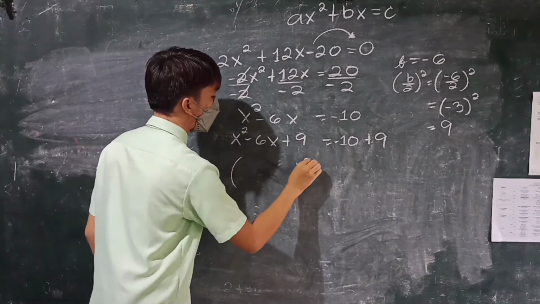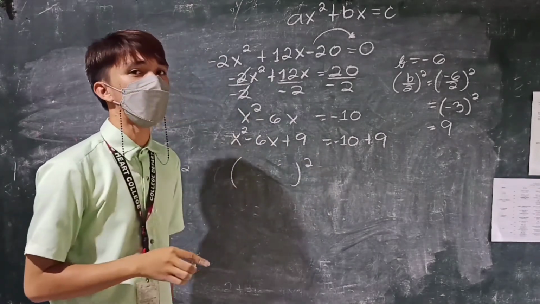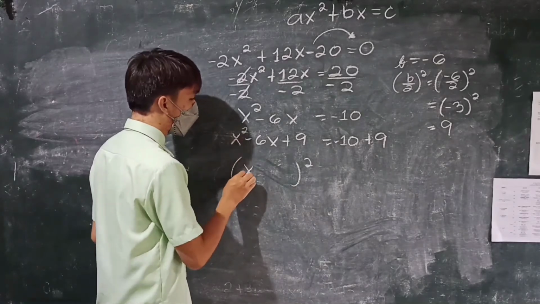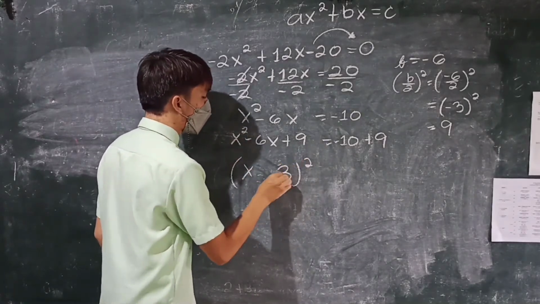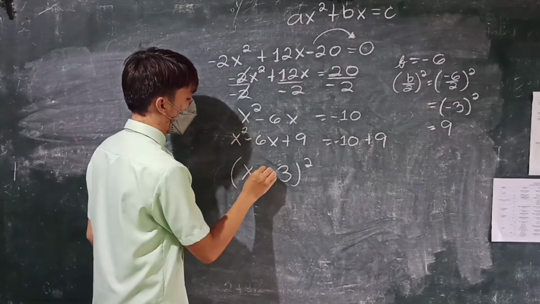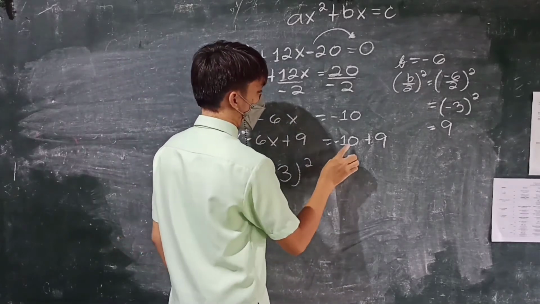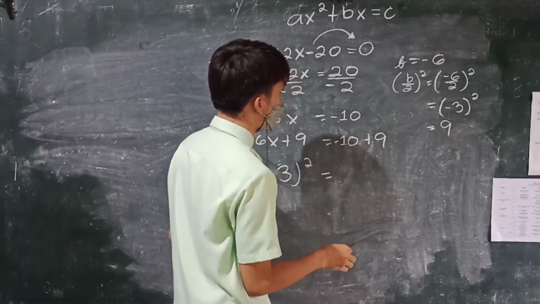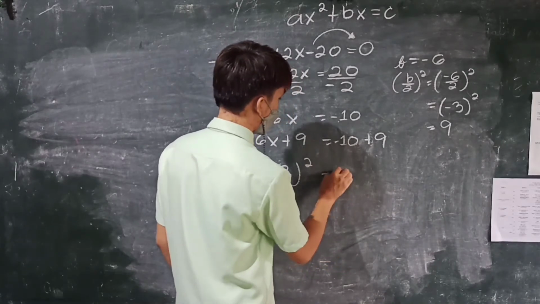Now, we are going to express this perfect square trinomial as the square of a binomial. The square root of x squared is x. The square root of 9 is 3. And the sign of the middle term is negative. Negative 10 plus 9 is equal to negative 1.